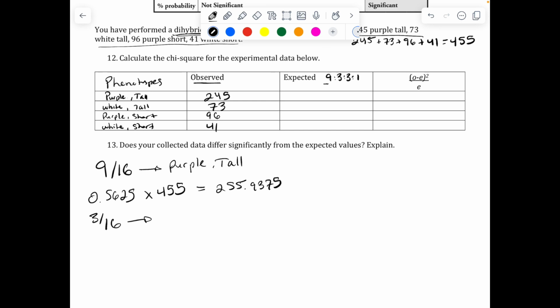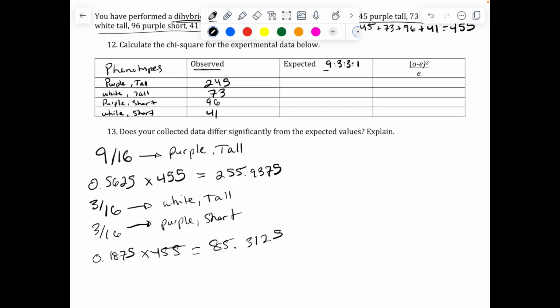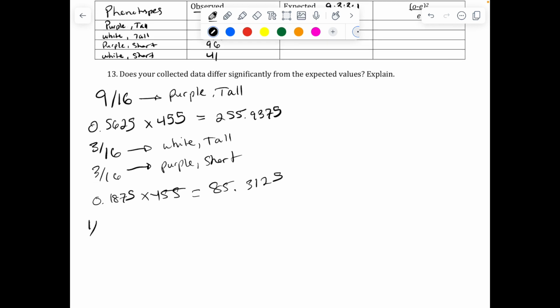I would expect 3/16 of the population to be white and tall, and another 3/16 of the population to be purple and short. 3 divided by 16 gives me 0.1875 times the total population, which gets me 85.3125. So they're both the same chances, so we use that number for both of those.